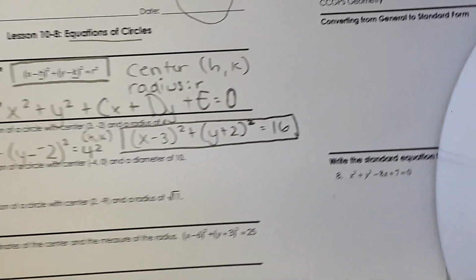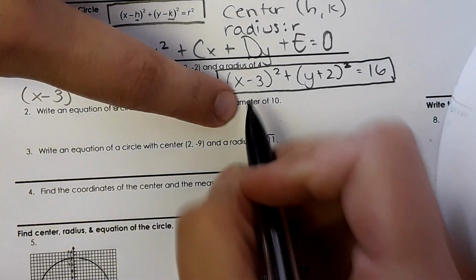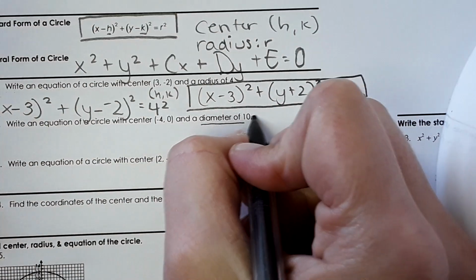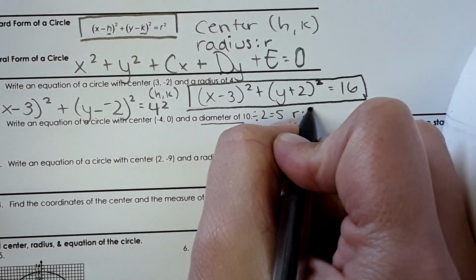Then number 2, we're going to continue. Write an equation of a circle with center -4, 0, and a diameter of 10. So it gives us diameter, which we need radius for the equation. So we need to divide this by 2 to get the radius. So the radius is 5.